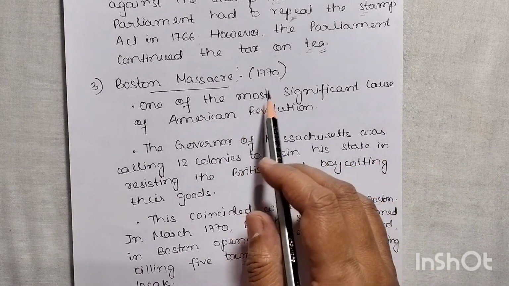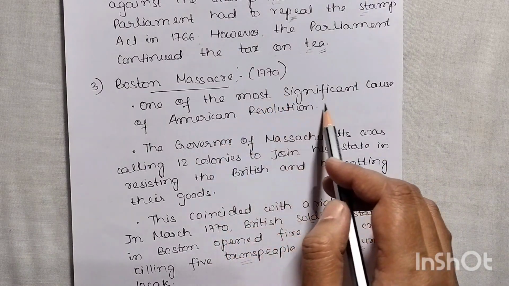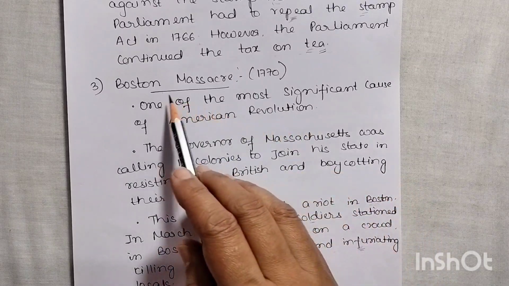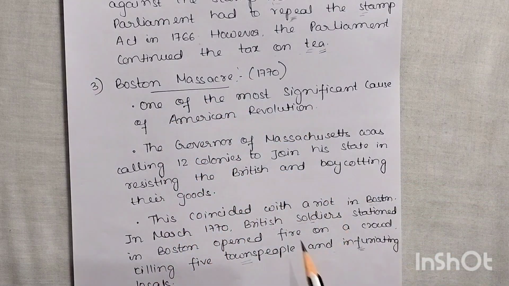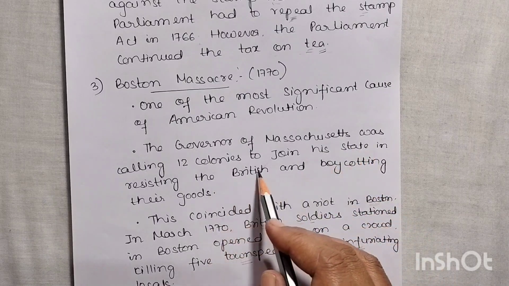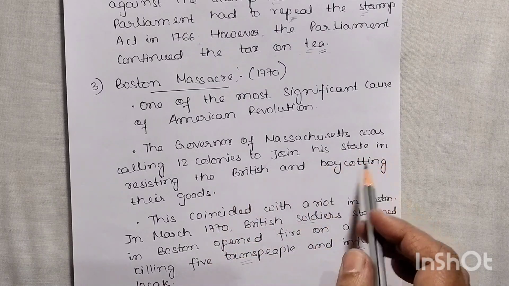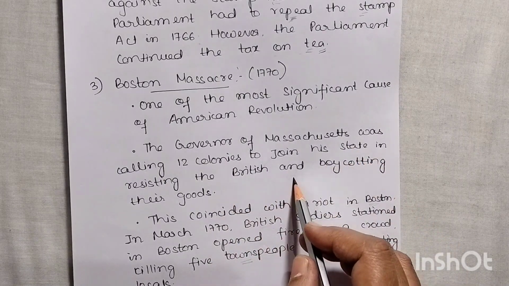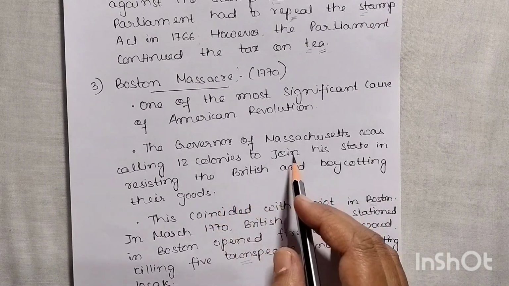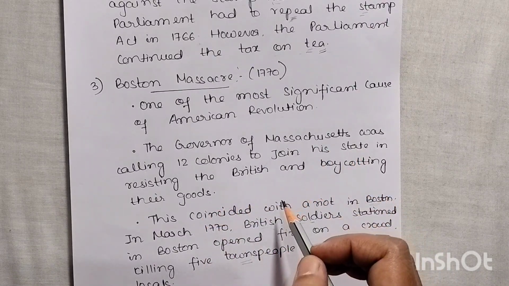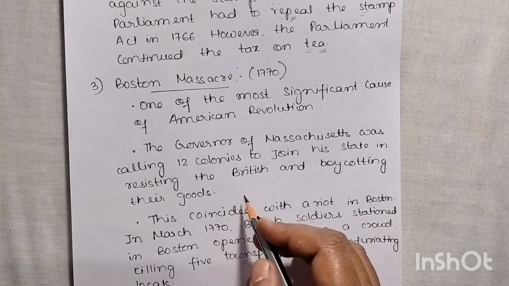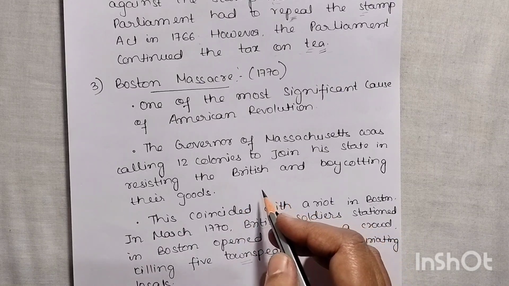The Boston Massacre. One of the most significant causes that triggered the American Revolution is the Boston Massacre. The governor of Massachusetts was calling on 12 colonies to join his state in resisting the British and boycotting their goods. Now, the governor of Massachusetts was calling these 12 colonies to join his state and resist the British and boycott their goods.